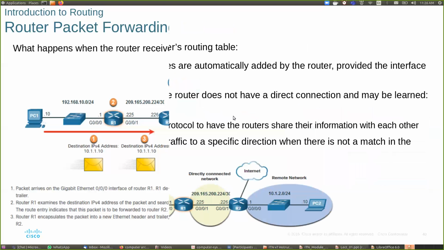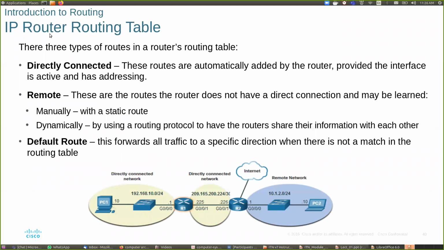Moving forward, the routing table. There are 3 types of routes in the routing table. These are the basics, but when we get there, you will see all this. First is a directly connected route. What is a directly connected route? These are routes that are automatically added to the routing table because these are networks that are directly connected to the router.